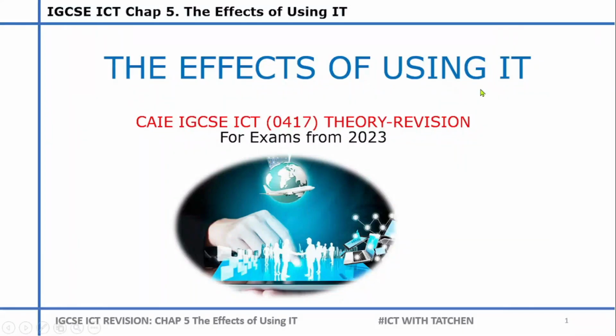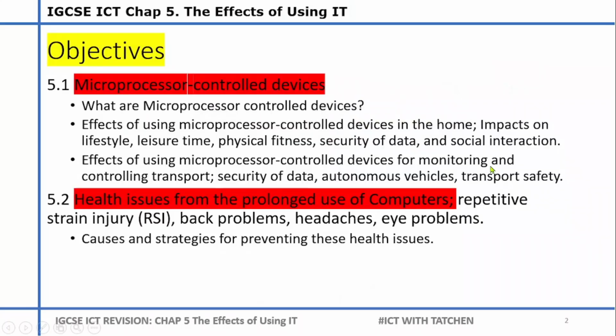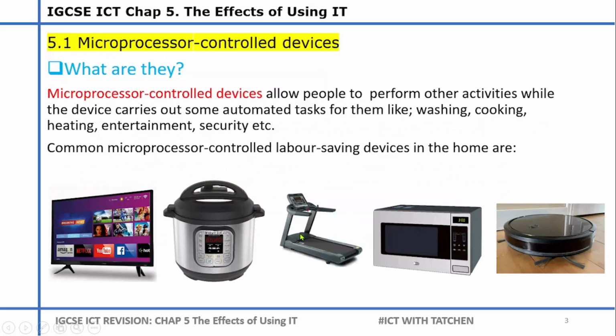Hello everyone, welcome back to my channel, and today we'll be looking at chapter 5 of the IGCSE ICT for exam from 2023. In this chapter we are looking at the effect of using IT. The first main objective is microprocessor-controlled devices, and their applications in different areas like our homes, transportation, and other situations. The second is health issues from the prolonged use of computers and strategies we can implement to prevent or stop these issues from taking place.